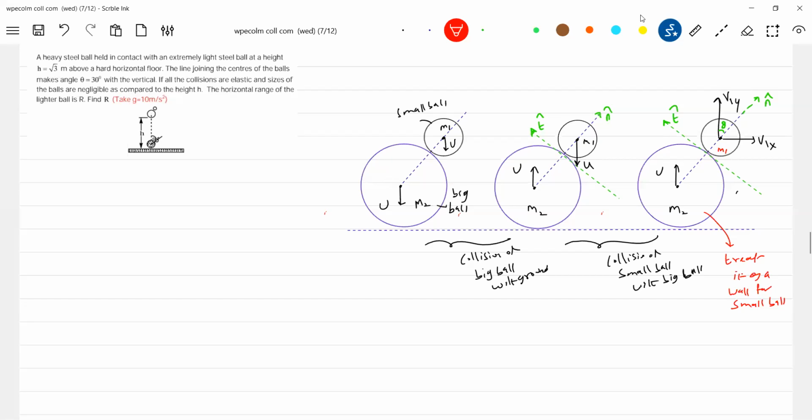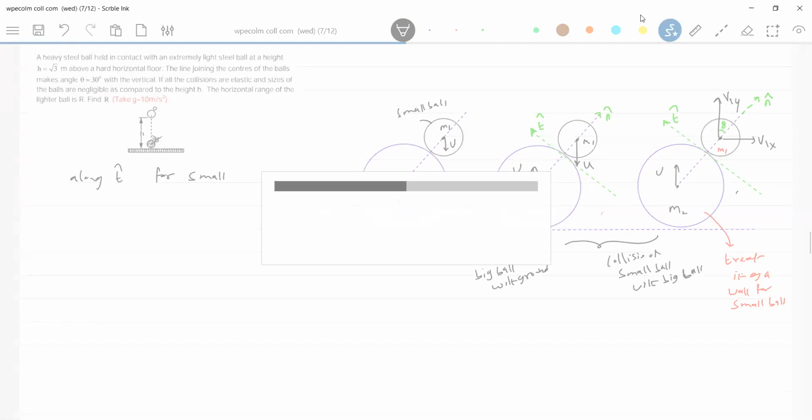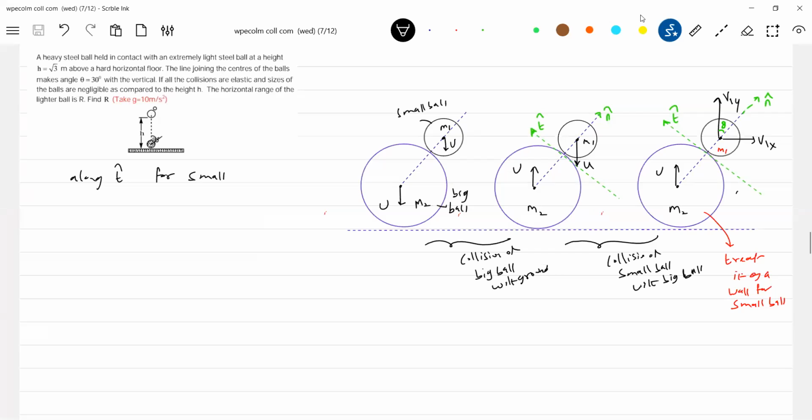Okay, now let me apply conservation of momentum along line of impact, along T cap. Momentum we cannot conserve, no, sir, for small ball along T cap. Net impulse will be zero, no? Because all the impulse will act along line of impact. So for small ball, what will happen? I can write along T cap. Along T cap, initial momentum m1 u sine theta. Okay, this I define as theta.